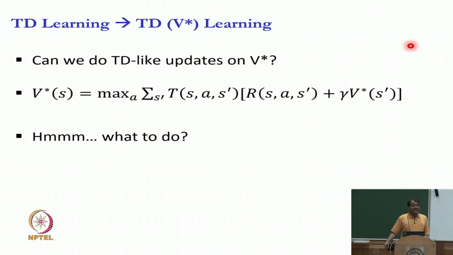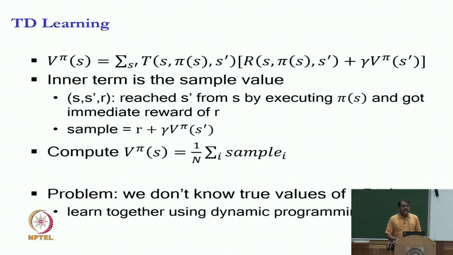Expectation. Why did TD learning work? Because the right hand side was an expectation. Come on, you can do this, right? So let me remind you what TD learning was. The reason TD learning worked is because the right hand side of my equation was an expectation. See, sum over S prime T(S, A, S prime) times something. This is an expectation with the probability distribution T. Does it make sense? Right? This is an expectation.